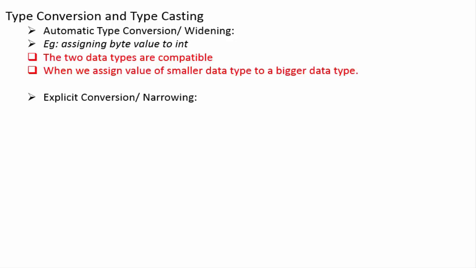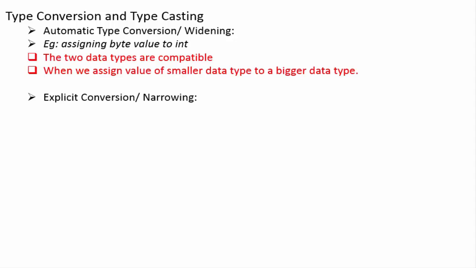Now for automatic type conversion, the following two conditions should be satisfied: the two data types must be compatible, and when we assign a value of smaller data type to a bigger data type, automatic type conversion is possible. For example, automatic type conversion is possible for numeric data types, and assigning smaller data type to bigger data type means that the destination type is larger than source type. For example, int is large enough to hold byte values, so automatic type conversion is possible with int and byte.